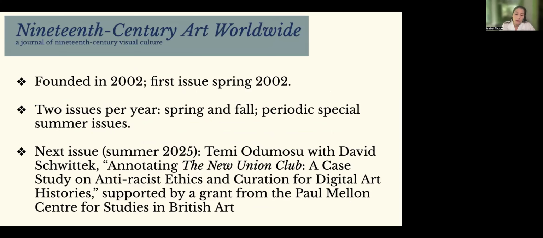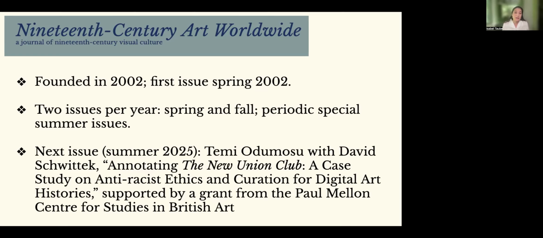So 19th Century Art Worldwide is one of the first, if not the first, born digital art history journals. We were founded in 2002, and the first issue was in the spring of 2002. We have 2 issues per year in the spring and in the fall, and we also have periodic summer issues. And I will just add that Petra, who I mentioned before, was one of the founders and is still dedicating herself to the journal even today.